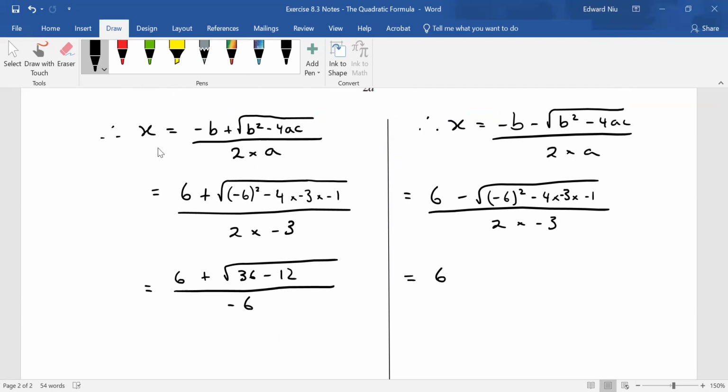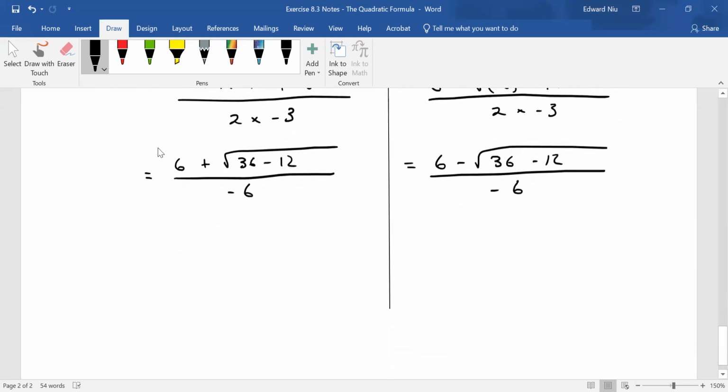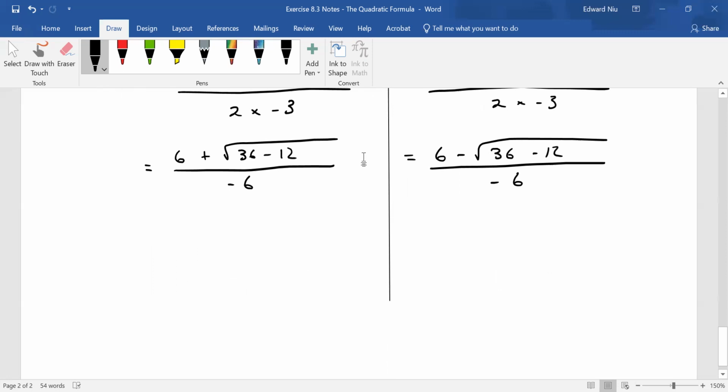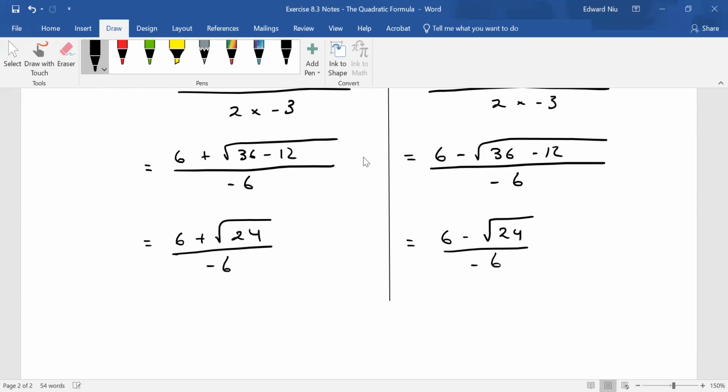Here we've got 6 take away exactly the same thing, 36 take 12, which means we also have to divide by negative 6 underneath. Okay, so identical up until the plus minus square root. Here, what we then have is 6 plus square root 36 take 12, square root 24, divided by negative 6. And here we've got 6 minus square root 24 divided by negative 6.